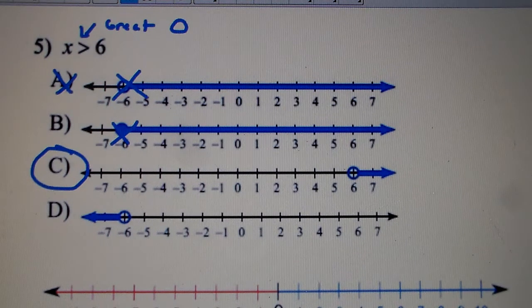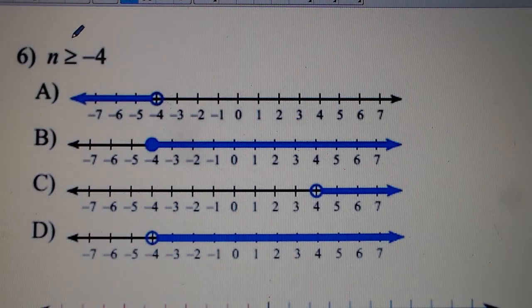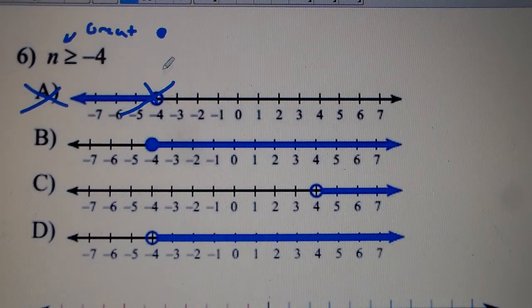Let's do another one with multiple choice. We have N. Well, the little Pac-Man guy's eating the variable, so since it's eating the variable, we know it's greater than. And since there's a little equal sign underneath, we know it's a closed circle at -4. So we go to -4. And so that's an open circle, so we know that's incorrect. So then A is not correct. B, good, there's a closed circle at -4. Greater than we know is to the right. Oh, they got an arrow to the right. So B is our correct answer.